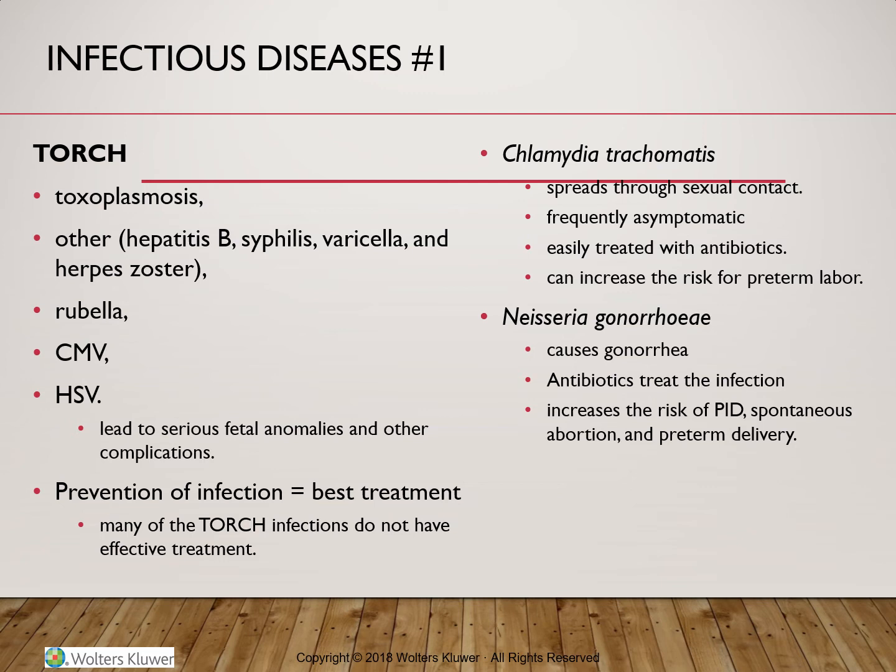Chlamydia contracted in pregnancy exposes to an increased risk for spontaneous abortions or miscarriages, preterm rupture of membranes, and preterm labor. Chlamydia can be treated with antibiotics, usually erythromycin or amoxicillin. In addition to that, the sexual partner of the individual may also require treatment.